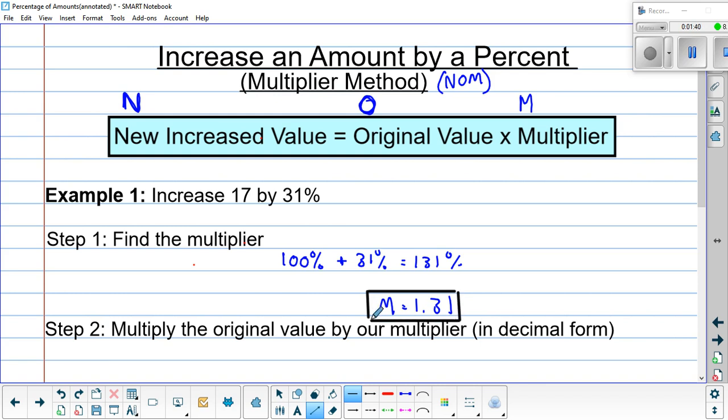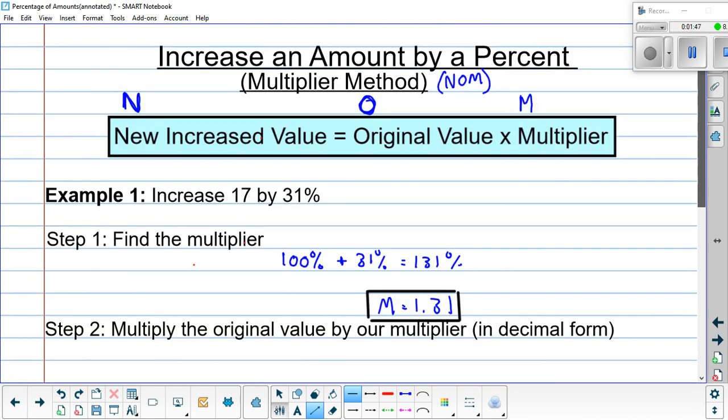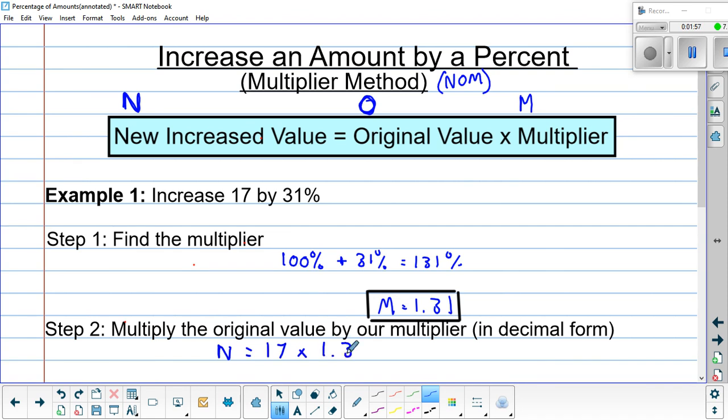Next, step 2, multiply the original value by our multiplier in decimal form. If you look at our equation above, that's really all we have to do, because we're looking for n equals, well, original is 17 times 1.31. Have your calculator, and this will result in 22.27.